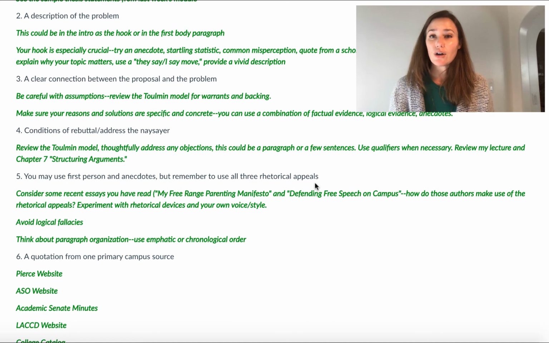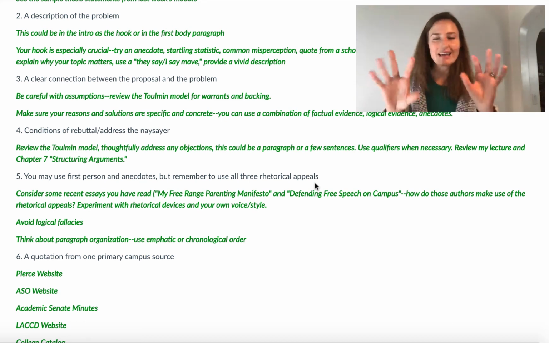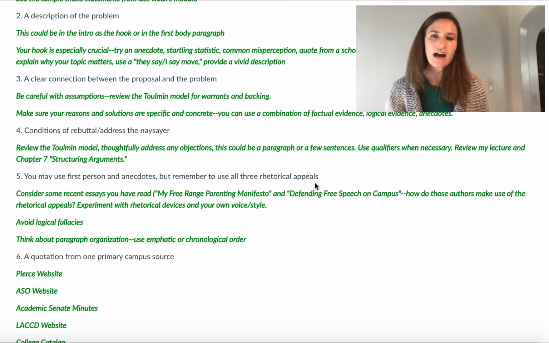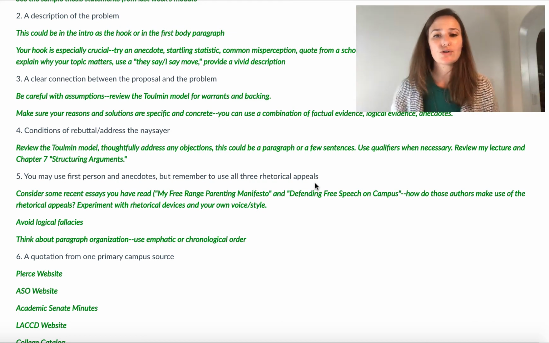Think about how you're going to organize your paragraph. So while I didn't require a detailed outline for this, hopefully you have some sort of outline so you're not just throwing your ideas against the wall. You have some sort of structure of how you're going to organize your essays. Like I said before, you might have an entire paragraph about context. You might have a couple paragraphs about the problem and then a few paragraphs about the solution, maybe a paragraph in which you address a naysayer or potential objections.